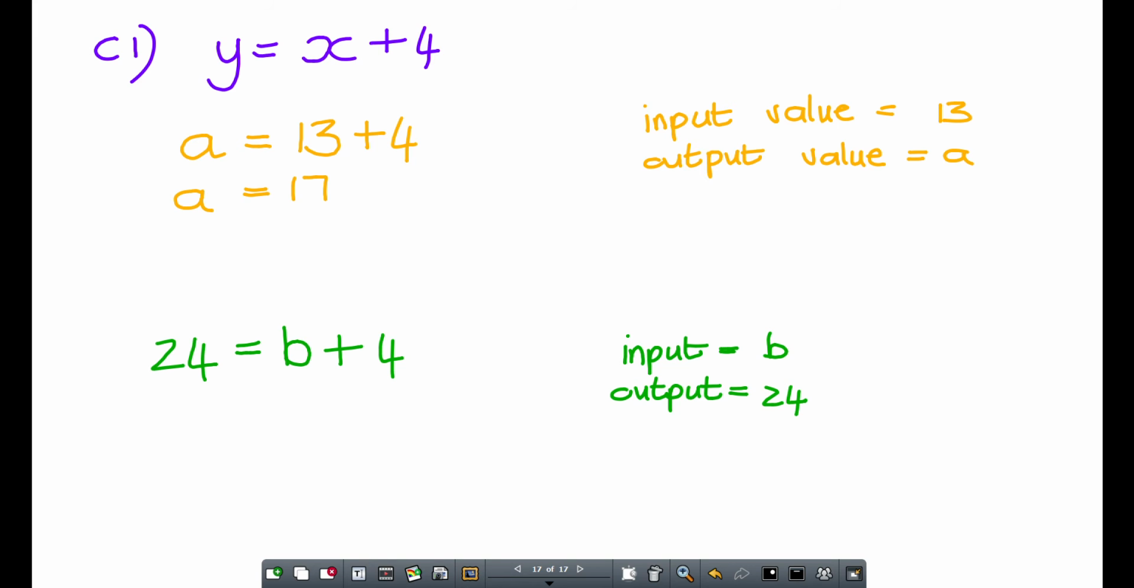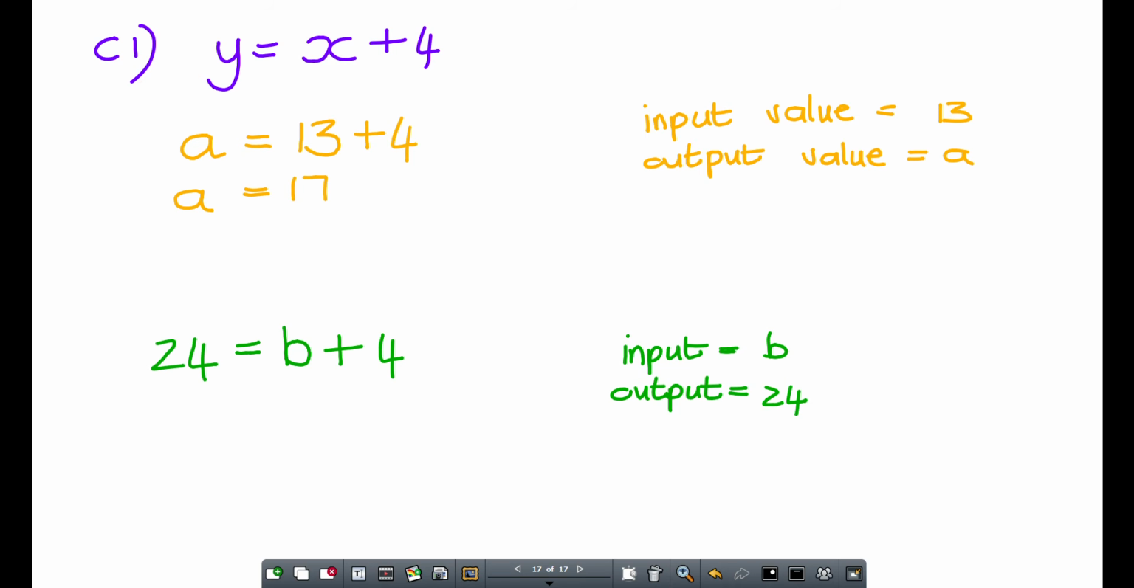Right. So now, yeah. But remember over here, my input was 13. So that's why at x, which is the input, I put the 13. So it depends on whether it's an input or an output value. Answered your question. Exactly. Yeah.